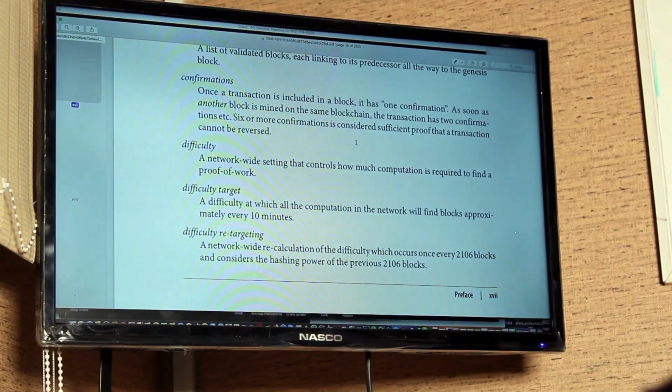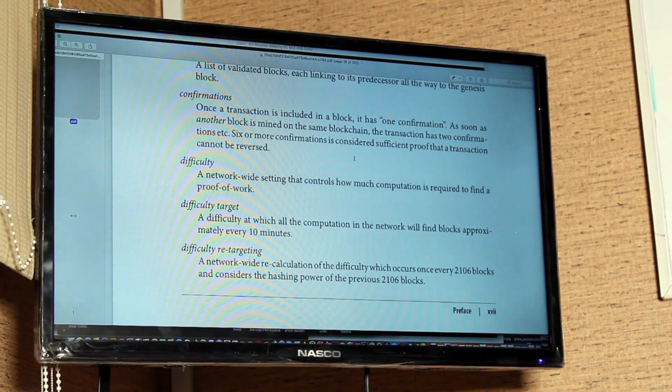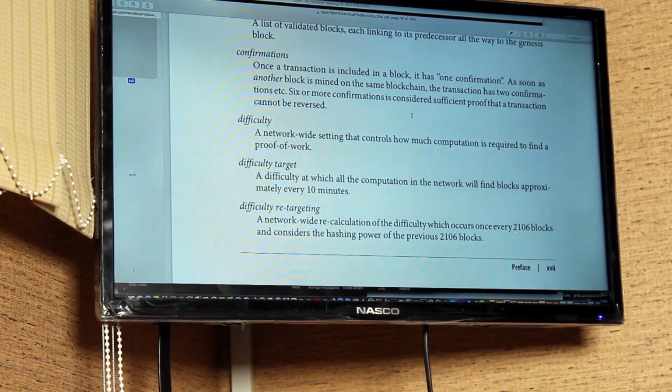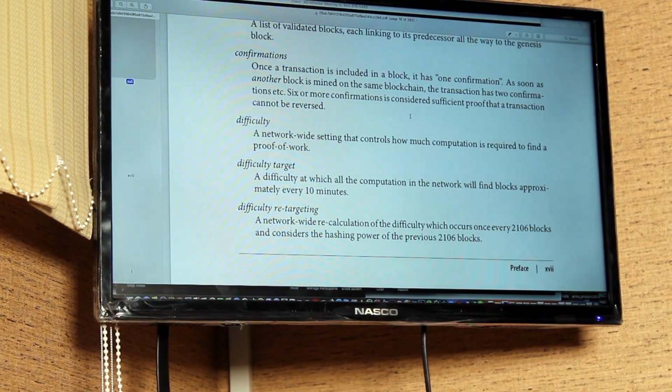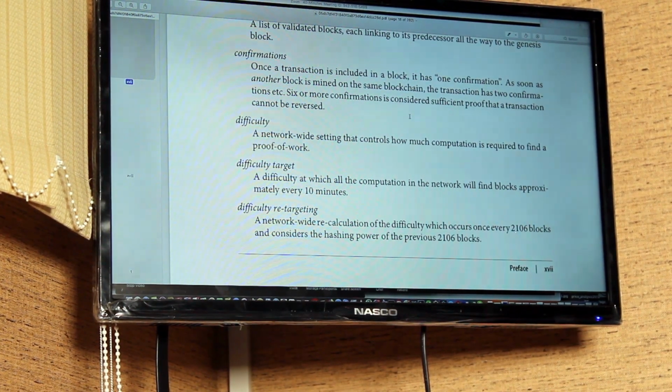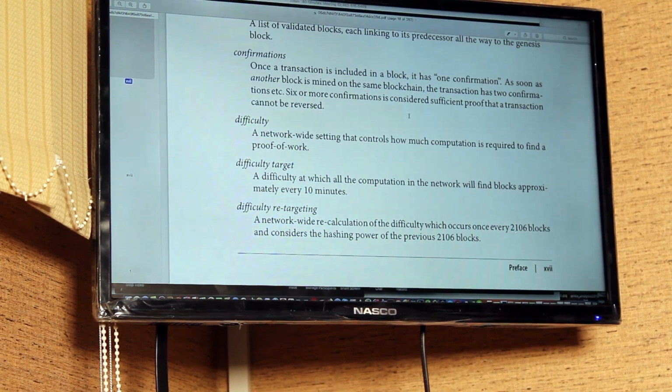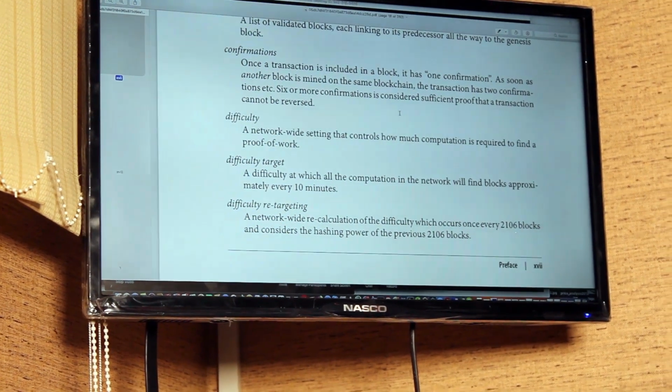And then we have something over here that says confirmations. And here Andreas defined confirmations as, once a transaction is included in a block, it has one confirmation. And as soon as another block is mined or produced on the same blockchain, the transaction has two confirmations, etc. Six or more confirmations is considered sufficient proof that a transaction cannot be reversed.